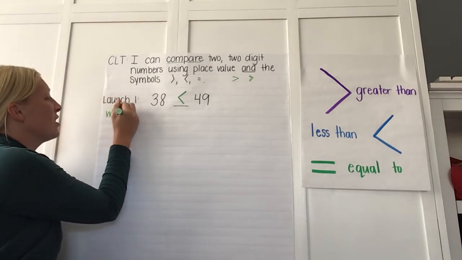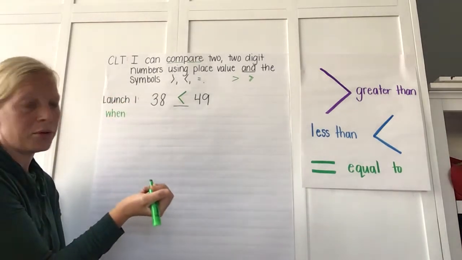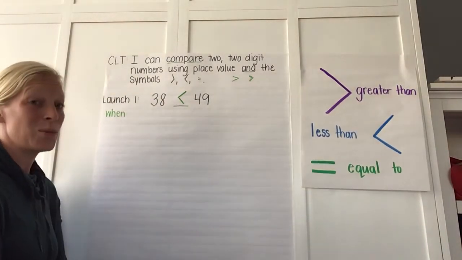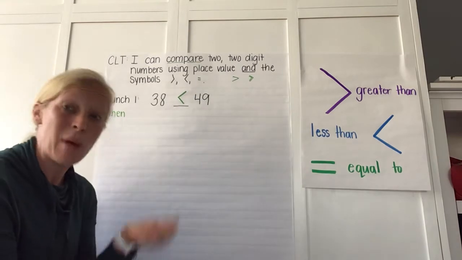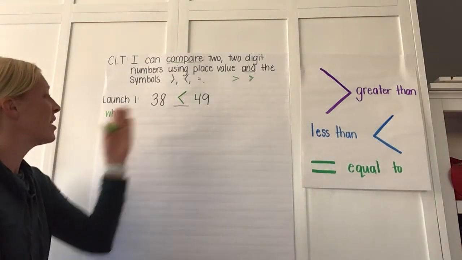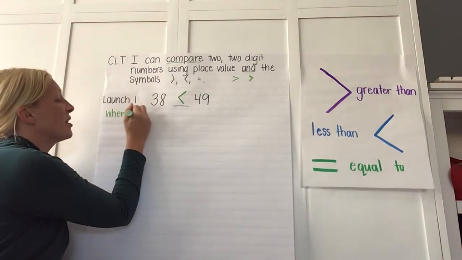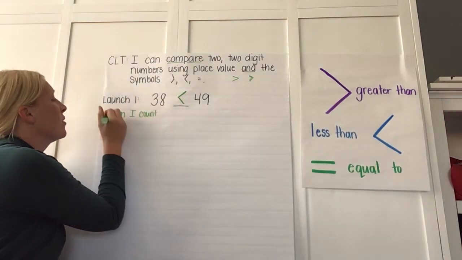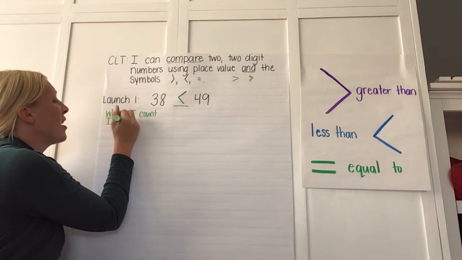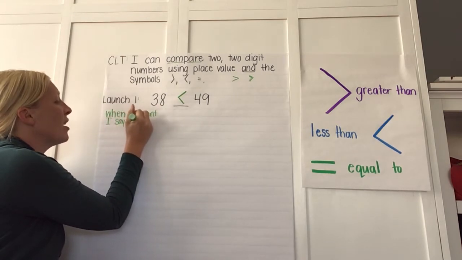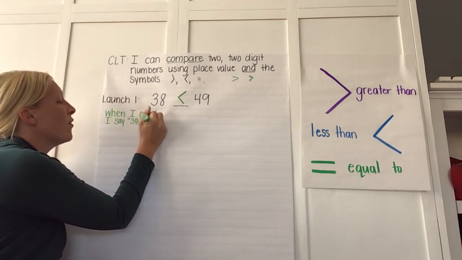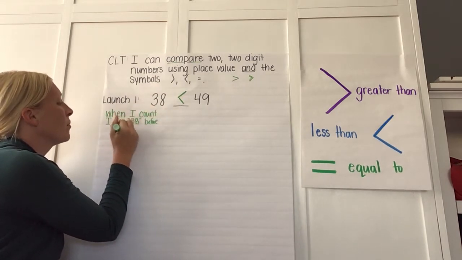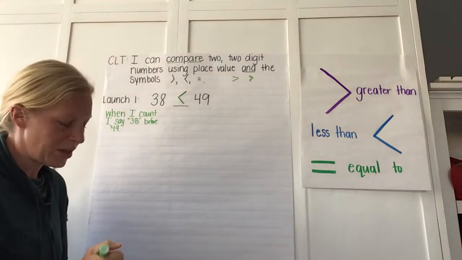So one way to justify or prove that this number is smaller than this number is because when I'm counting, I say my smaller numbers first, and I say 38 before I say 49. Okay? How else do we know?